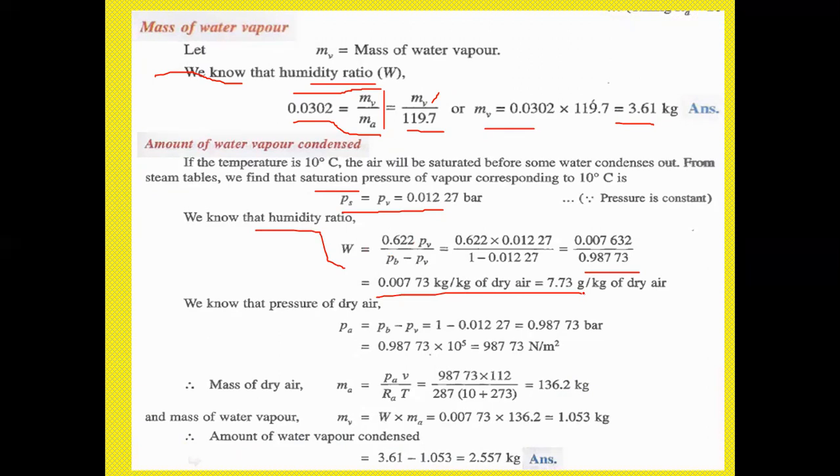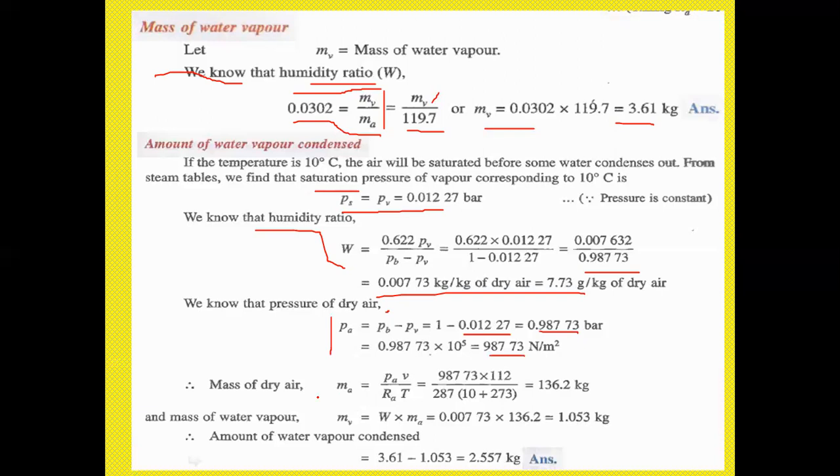Now, the pressure of the dry air, PA is equal to PB minus PV. So PB value 1, PV value 0.0127. So that implies 0.98773. So PA value is equal to 98773 Newton per meter square.